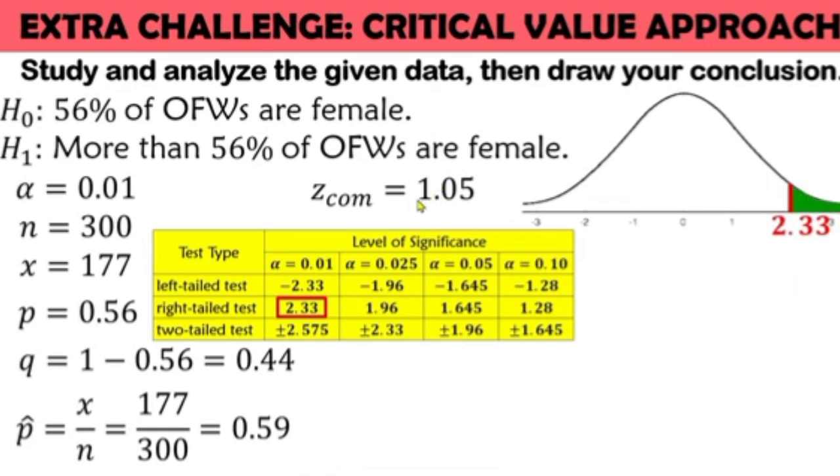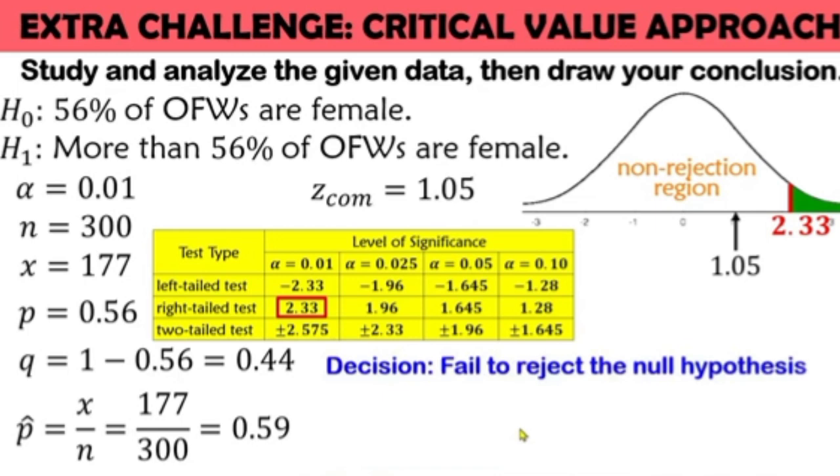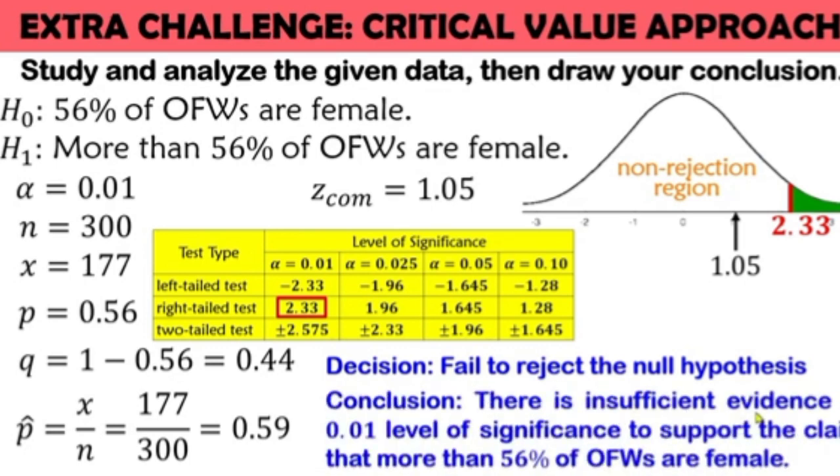Now let us locate 1.05, and that is somewhere here, and it falls within the non-rejection region. Therefore, our decision is fail to reject the null hypothesis. For the conclusion, we fail to reject it means we have insufficient evidence at 0.01 level of significance to support the claim that more than 56% of OFWs are female.